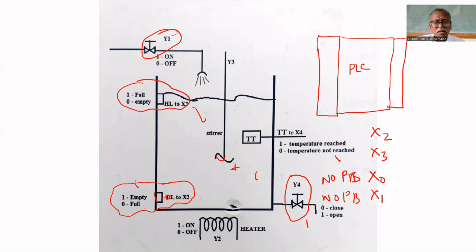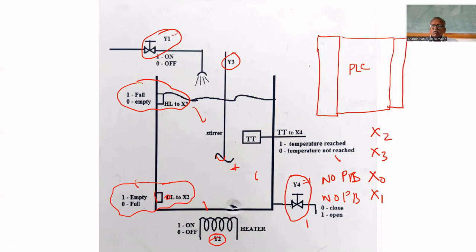Then Y2 is used to turn on the heater. Y3 is to turn on the stirrer. Y1 is to turn on the inlet valve. Y4 is to turn on the outlet valve. If Y4 equals 1, the outlet valve will open and drain the tank. Why not is nowhere mentioned. Based on the diagram, they wrote the program. That's why not is not used.